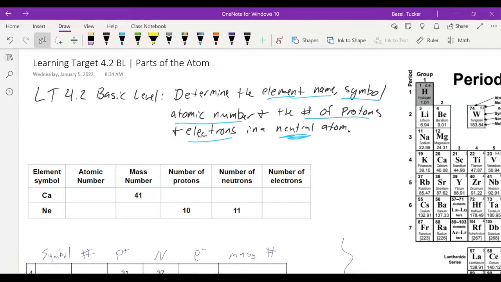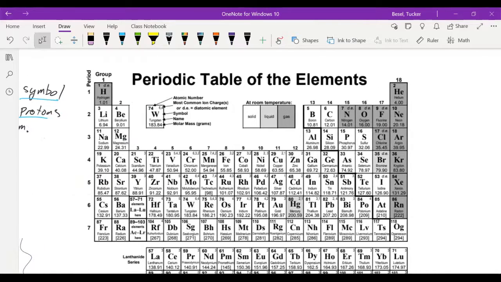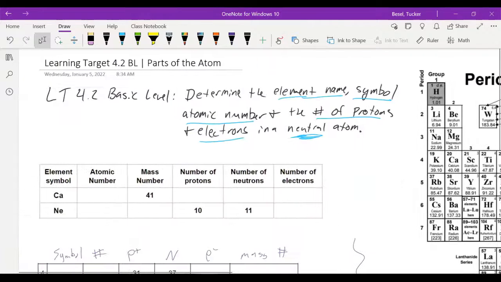Seems like a lot, but you should already know what a proton, a neutron, and an electron are, where those things are located in an atom, what their charges are, and what their masses are. If you don't know those things, I encourage you to go back to the other resources that you have to learn them. Though if you don't know it, maybe you'll be able to figure it out through the course of this video. The other thing that you should also have handy is your periodic table of elements, because you're going to need that in order to do this learning target.